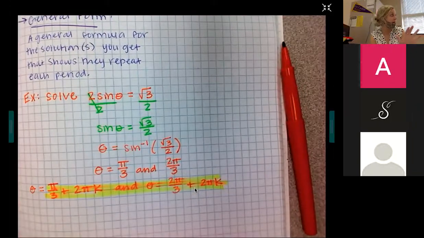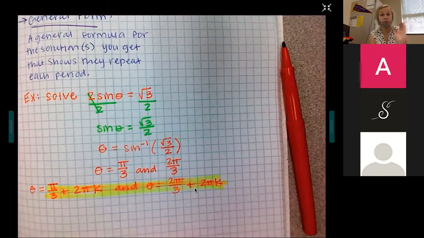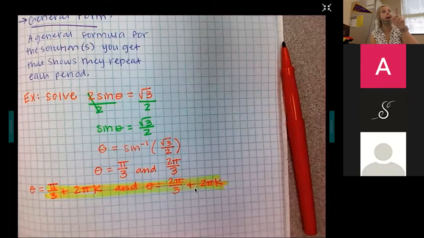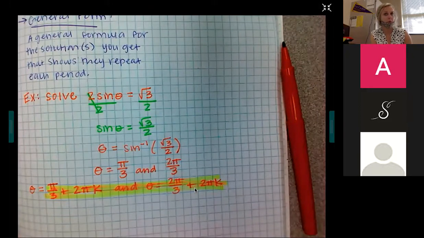Does everybody understand that? So general form, you just add on whatever the period is, and then you put a K. What do you think the K means? How many extra times you go around. Good. The K just represents how many times you go around. So if I said find it the 4th time around, be careful. What would you put in for K?